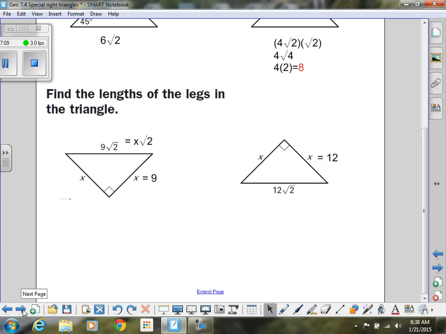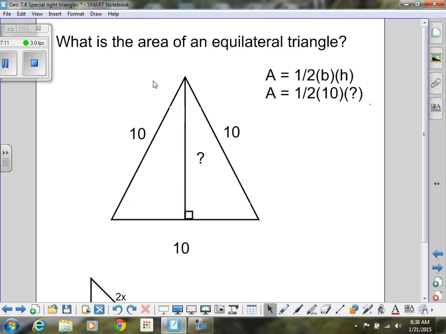Now, I said we were going to focus on 2 questions, so let's look at the other question. What is the area of an equilateral triangle? All right, so we know area is 1/2 base times height. And if I have an equilateral triangle, all the sides are the same, right? So I just have this equilateral triangle, all the sides are 10. So I know that my base of my triangle would just be 10. But I don't know what my height is. So that's what we're going to focus on here. How do I find that height?